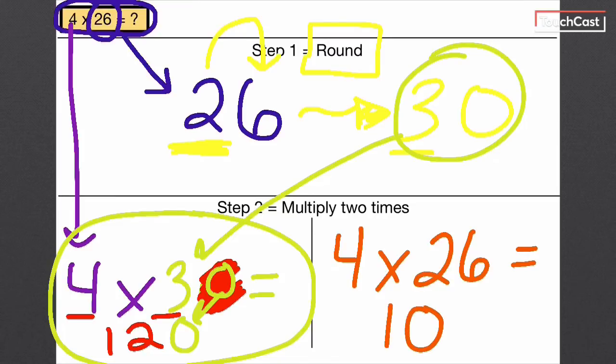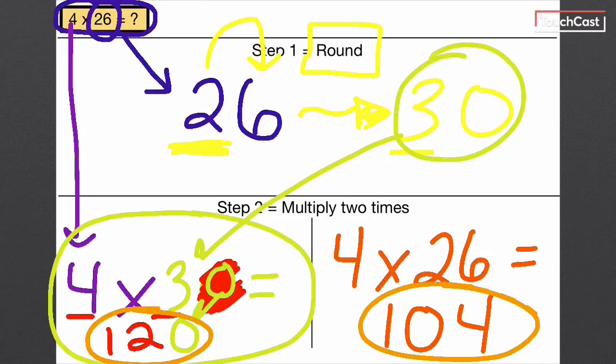104. So, as you can see, my two products are very different, 120 or 104. But they're kind of close in number. So that's what we're looking for with these estimations, is finding a product that's pretty close to the correct answer, but just not quite there, to kind of get a quick idea of where my product, where my answer is going to be.